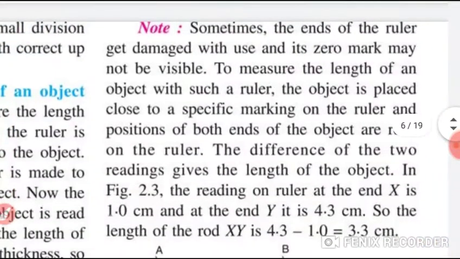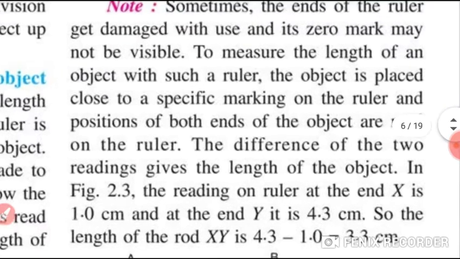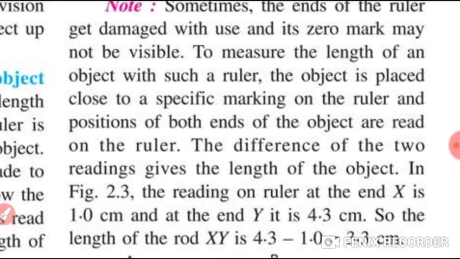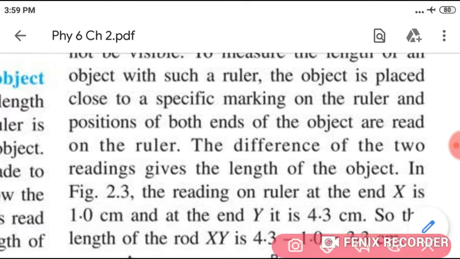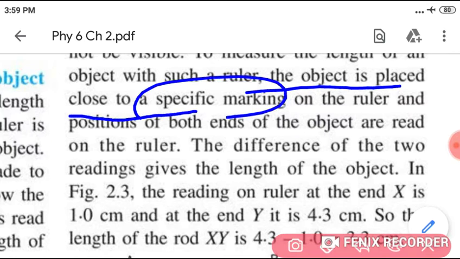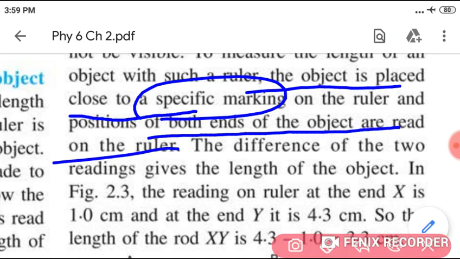Now, just note one thing. Sometimes the end of the ruler is damaged when we are using it, and its zero mark may not be visible. So to measure the length, what will we do? To measure the length of an object with that ruler, the object is placed close to some specific marking on the ruler, and the positions of both ends of the object are read on the ruler. Then we take the difference of these two readings.